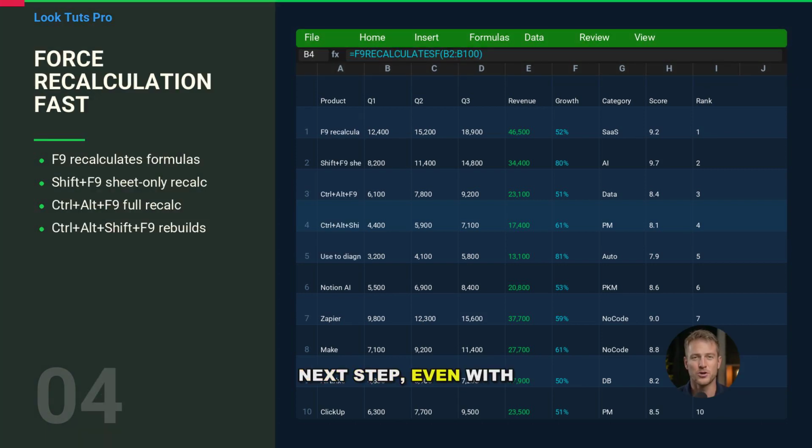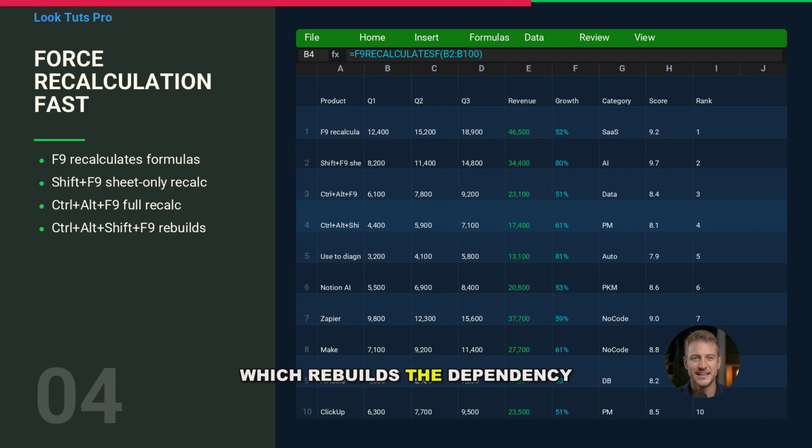Next step. Even with automatic selected, you'll want to know the manual recalculation shortcuts, because they help you diagnose what's stuck. The basic recalculation is F9, which tells Excel to calculate formulas again. Then there's Shift plus F9, which recalculates only the active worksheet, useful for isolating a problem. For a deeper refresh, Control plus Alt plus F9 forces a full calculation of all open workbooks, even if Excel thinks nothing changed. And the nuclear option is Control plus Alt plus Shift plus F9, which rebuilds the dependency tree. Excel relearns which cells depend on which.